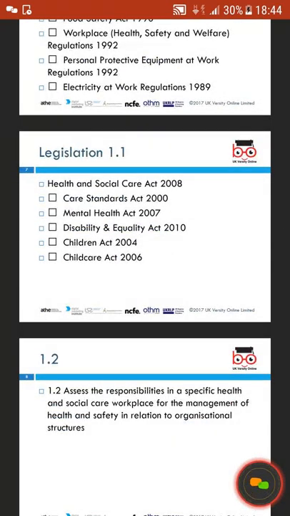And then it goes on to Health and Social Care Act 2008, Care Standards Act 2000, the Mental Health Act, the Disability and Equality Act, the Children Act, and the Child Care Act. So an example of actually implementing and using these acts within your writing to show that you've understood, an example might be to say the Disability and Equality Act 2010 is upheld in practice, as in your workplace.